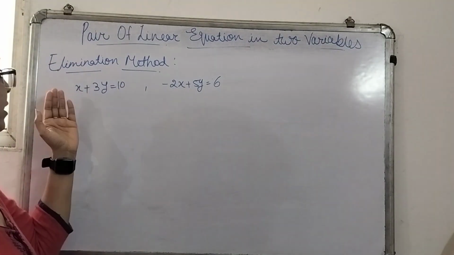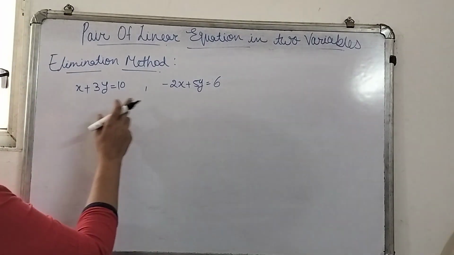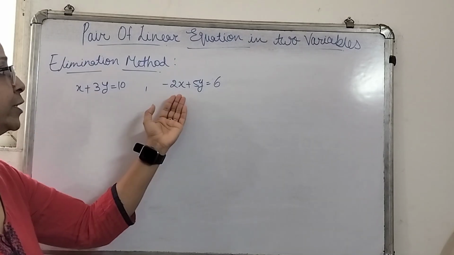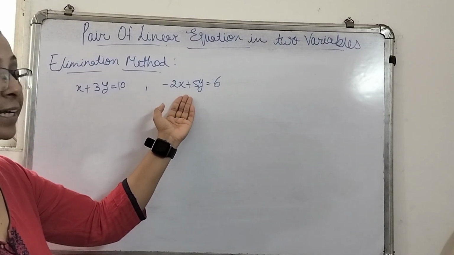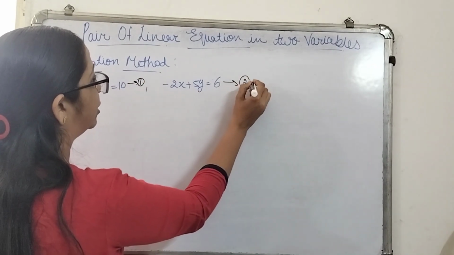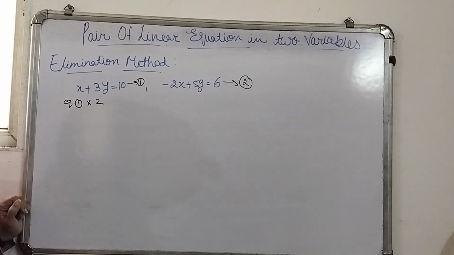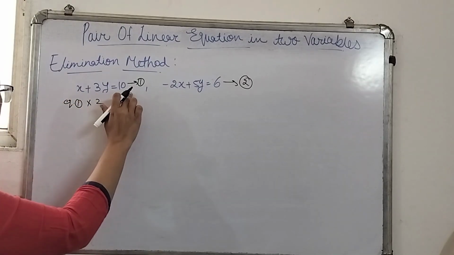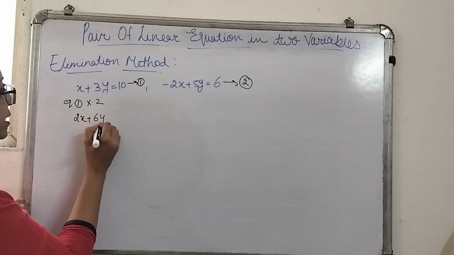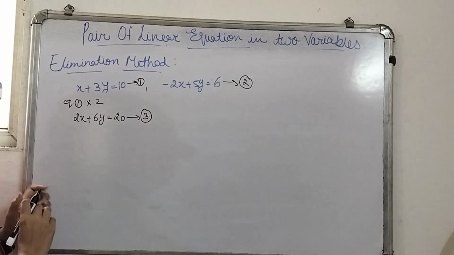For any one variable, either for x or for y, we have to make the coefficients equal. Now what we will do, we can see over here, if we multiply this by 2, it will become equivalent to the 2x in the second equation. So suppose we assume this equation to be equation number 1 and this equation to be equation number 2. If we multiply equation number 1 by 2, the whole equation will be multiplied by 2. So this will become 2x plus 2 multiplied by 3 will be 6y is equivalent to 2 multiplied by 10 will be 20. This will be the third equation.